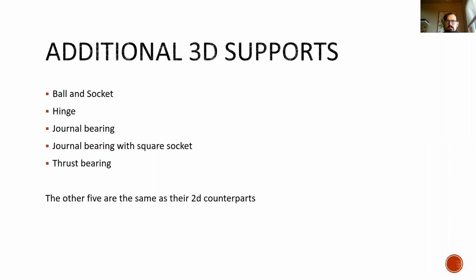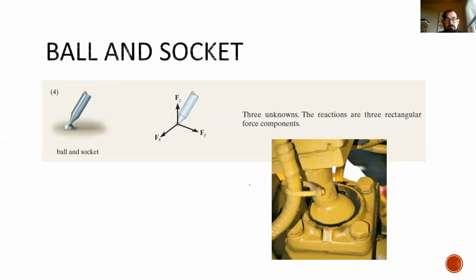And the reality is some of them are actually repetitions. These journal bearings and thrust bearings, these look a lot the same. So we've got ball and socket, we've got a hinge, which you've been seeing your entire life, and we've got journal bearings, which are fairly new. The other 5 new supports actually look a lot like their 2-dimensional counterparts, just you add an extra dimension. So our first one is a ball and socket.